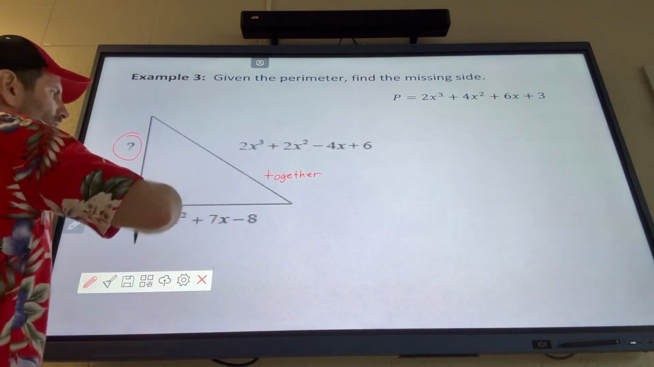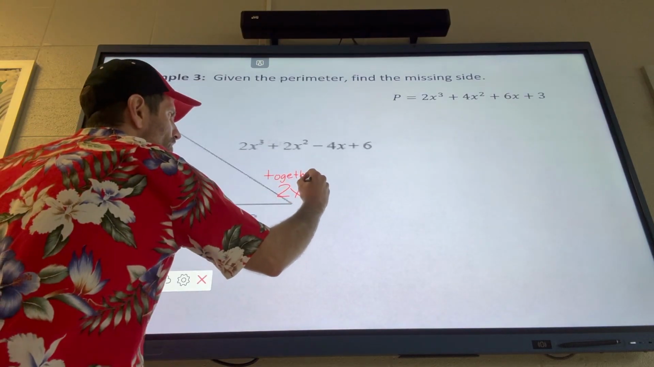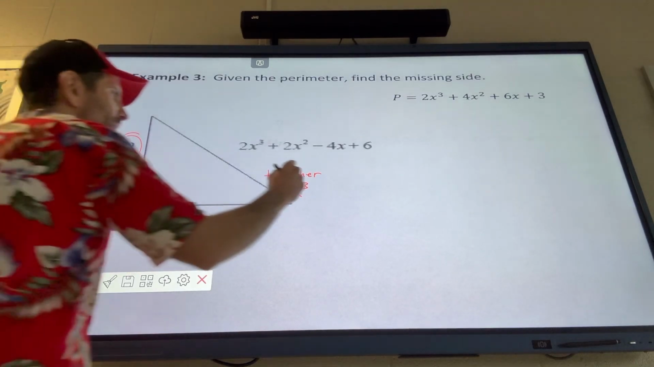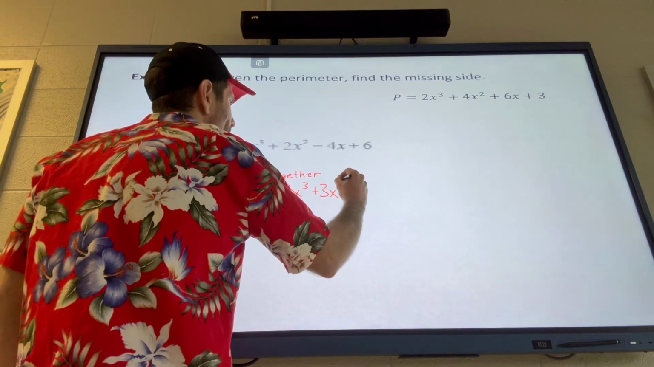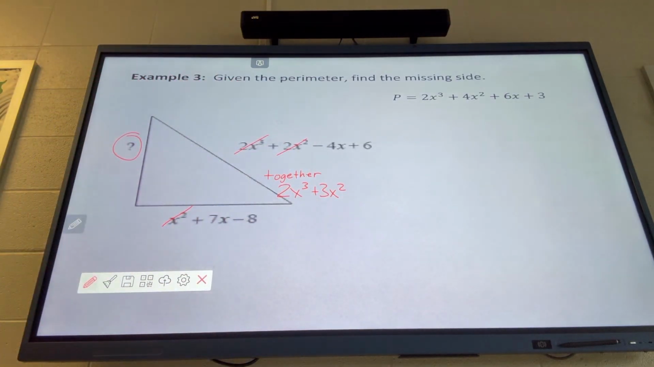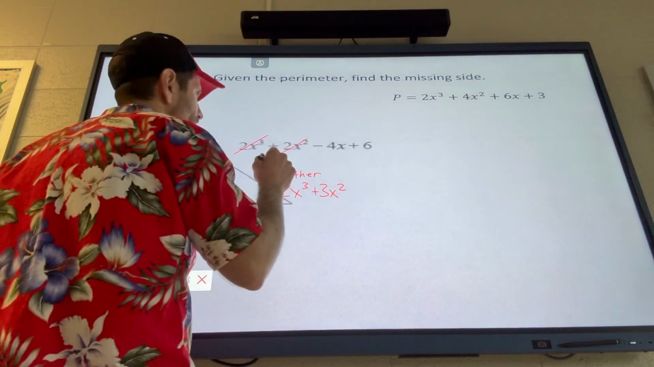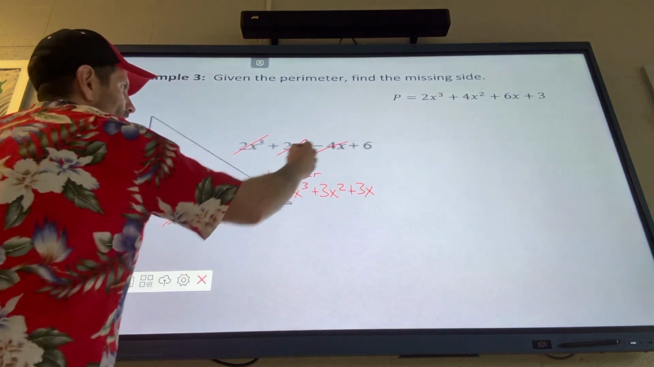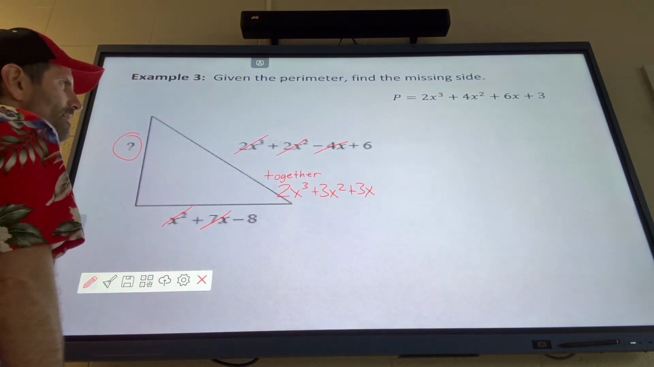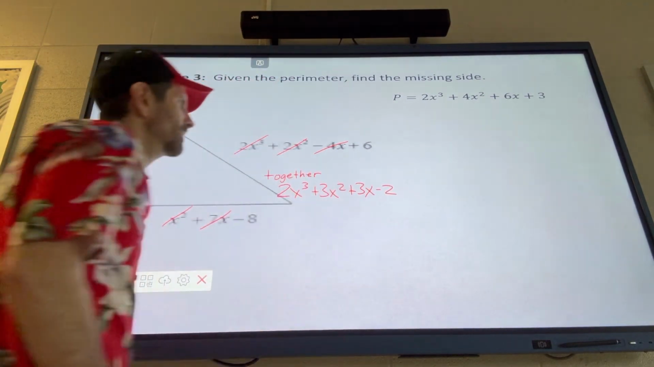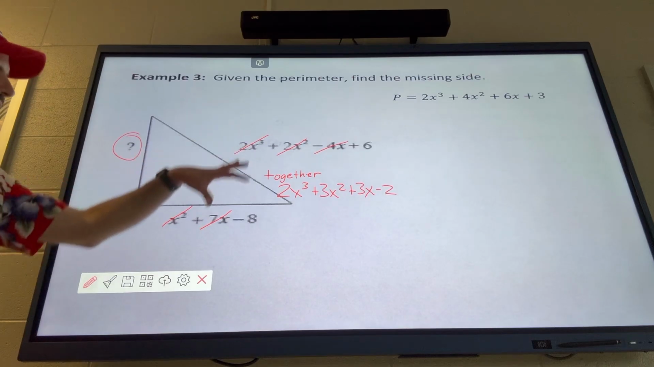So we'll combine like terms. There's no x to the thirds to combine, so we just have 2x to the third. The 2x squared and the x squared combine to make 3x squared. I'll just kind of knock these off as we go along. And then the 7x and the minus 4x becomes a 3x. And finally, the 6 and the negative 8, we get minus 2. Okay, so that's those two together.